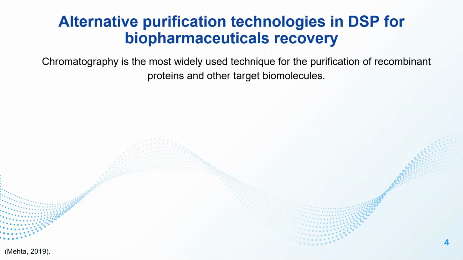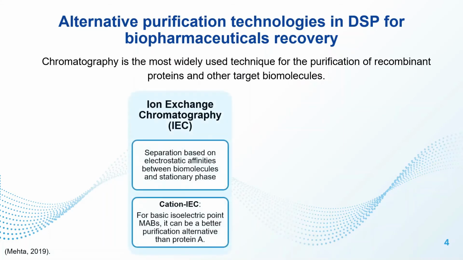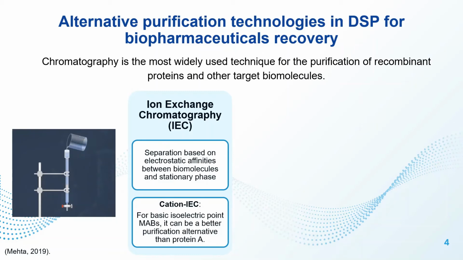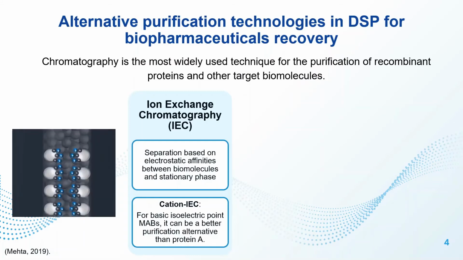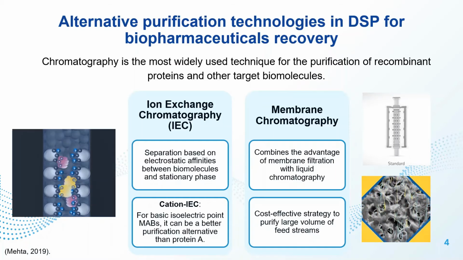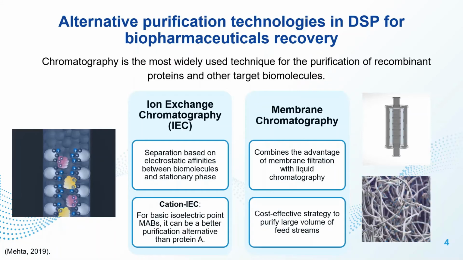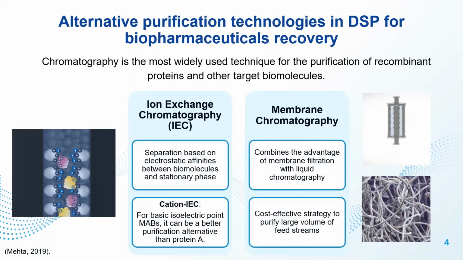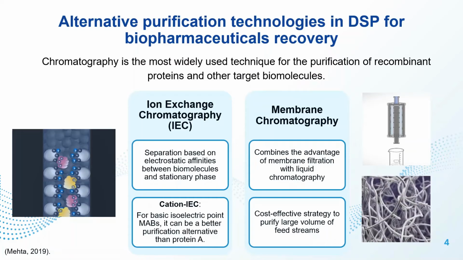Now, the purification step in a downstream processing scheme can also be performed with other technologies. For instance, with ion exchange chromatography, where the separation is based on electrostatic affinities. This method can sometimes be a good alternative to purify monoclonal antibodies of a basic isoelectric point, because the cost is almost one-fifth compared to protein A chromatography. Another alternative format is membrane chromatography, which combines the advantage of membrane filtration with liquid chromatography and is cost-effective to purify a large volume of feed streams. Many innovations have been recently attempted here, such as increasing the binding capacity with hydrogels and nanofiber-based matrices.